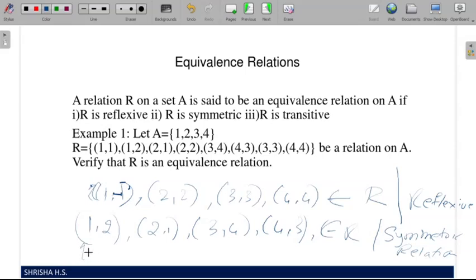Whether it is transitive: 1 comma 2, 2 comma 1, so 1 comma 1 belongs to the relation. Similarly, we have 3 comma 4, 4 comma 3, and 3 comma 3 also belongs to the relation. Therefore it is a transitive relation. As the given relation is reflexive, symmetric, and transitive, R is an equivalence relation.